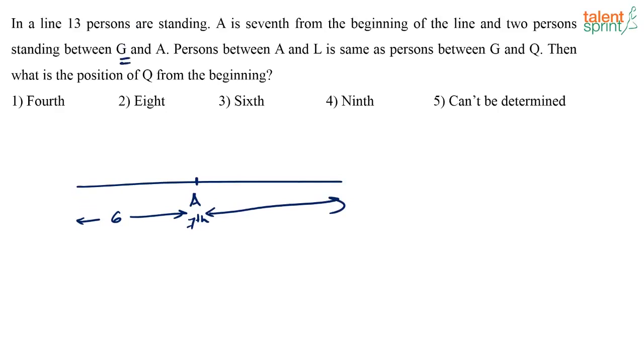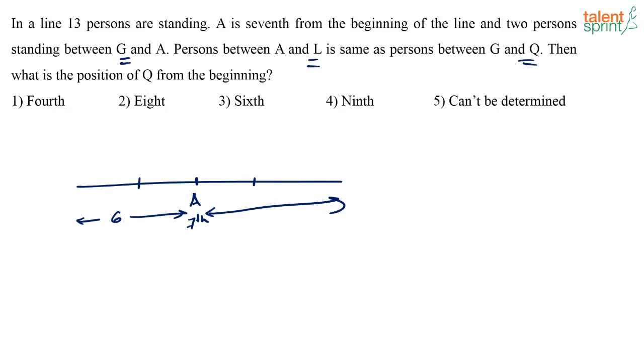You have G, you have L and you have Q. Now, the only thing they are saying is there are 2 people between G and A. G can be here. G can also be here. Similarly, the persons between A and L are the same as the persons between G and Q. So a lot of information is given without giving the position of any one of them, right? I only know the position of A.